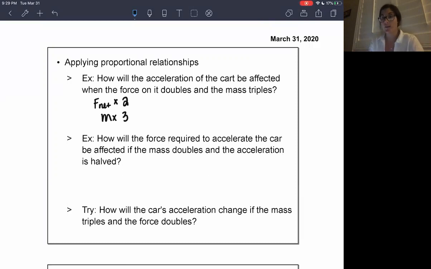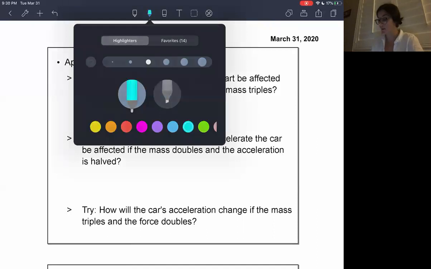Well, I know that net force is directly proportional to acceleration, and I know that mass is inversely proportional to acceleration. So what this means is that acceleration is going to experience two changes. Since it's directly proportional to net force, I'm going to color code here. This means that it's going to change by the same factor. So if I double net force, I'm going to double acceleration. I'm going to change color coding devices.